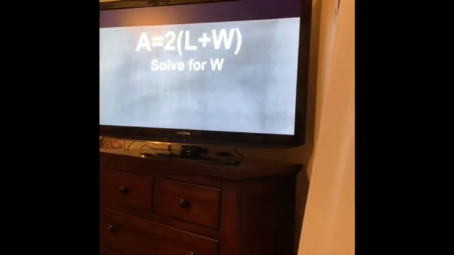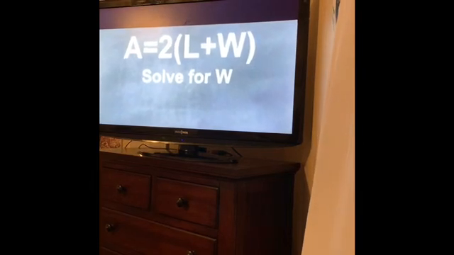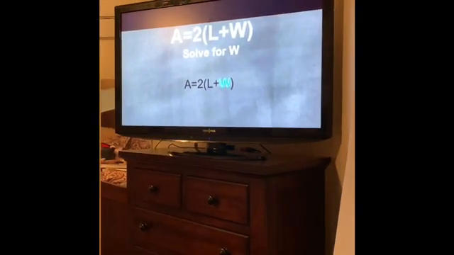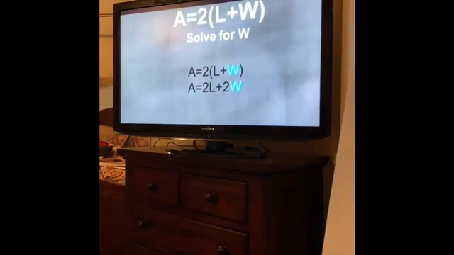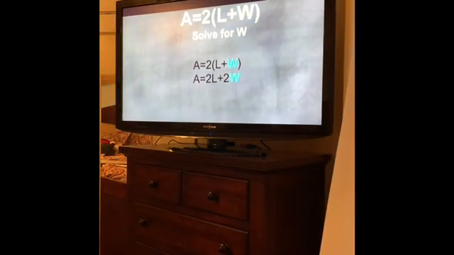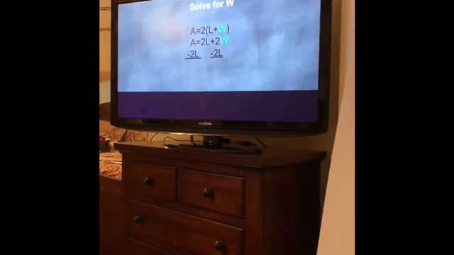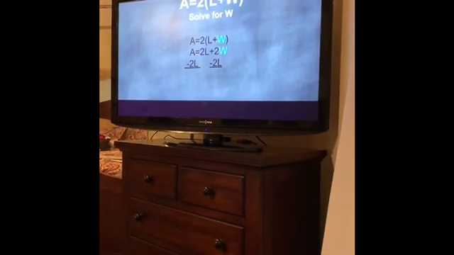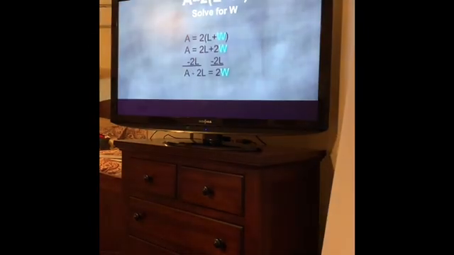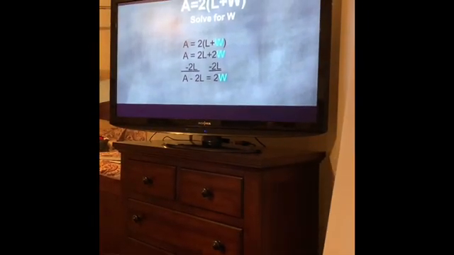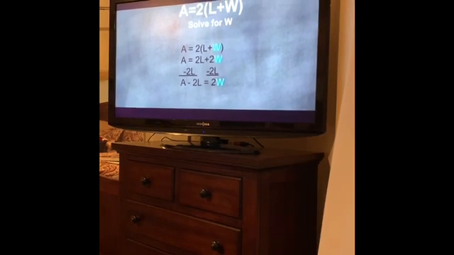Let's take the expression A equals 2 times (L plus W), where we're solving for W. The first thing we need to do is to distribute the 2 to the L and the W. Once we do that, we have a new expression. Because we want to get W on the side by itself, we need to subtract 2L from both sides of the equation. Once we subtract, we now have A minus 2L equals 2W.